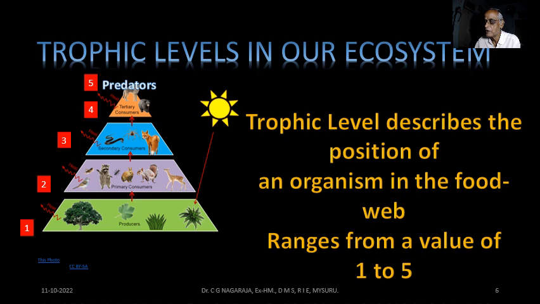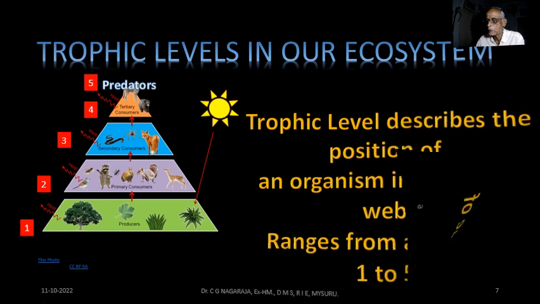So this trophic level refers to, trophic means food, the levels of the food distributed in the ecosystem can be explained on the basis of trophic levels. Try to understand this in a better way when you go to higher class.